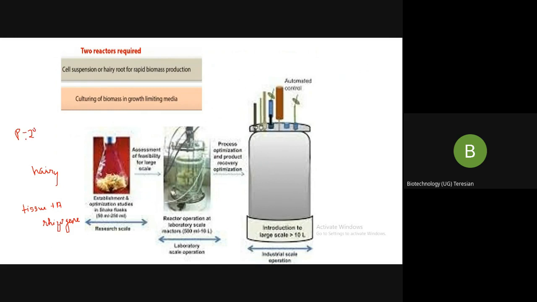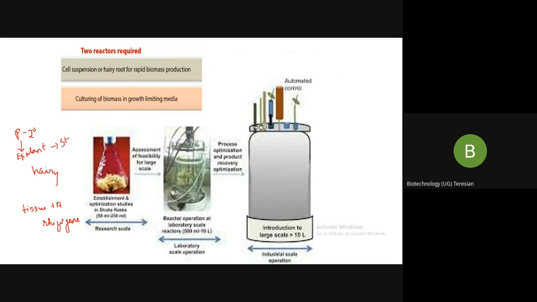Suppose this is the plant, and this plant has very good production of secondary metabolites. So we are going to take this plant's explant. Explant means it is a part of the tissue of the plant, it may be any part. Then I am going to sterilize this explant. So I have taken the explant. After this, I have to sterilize the explant.